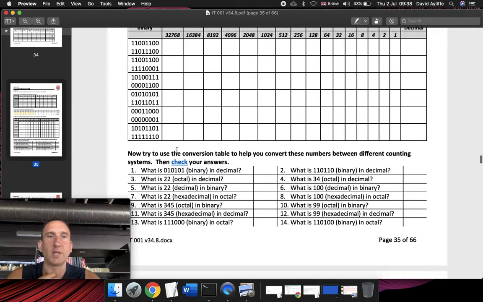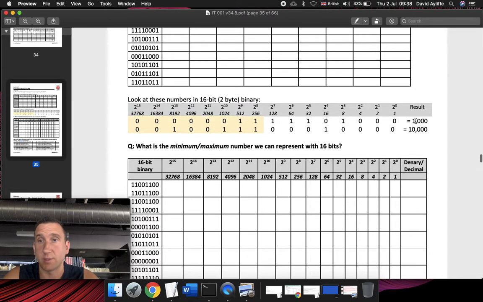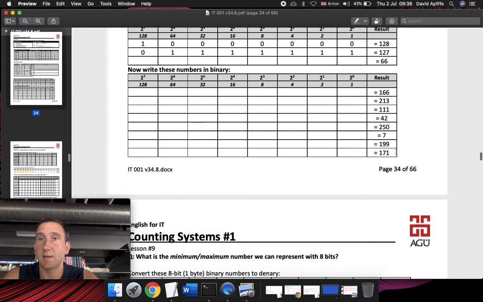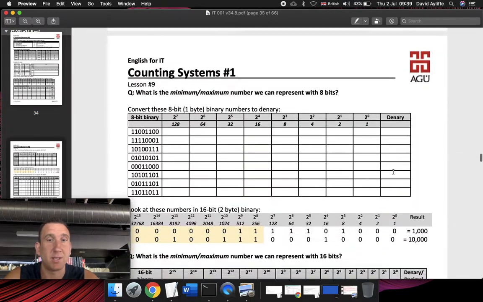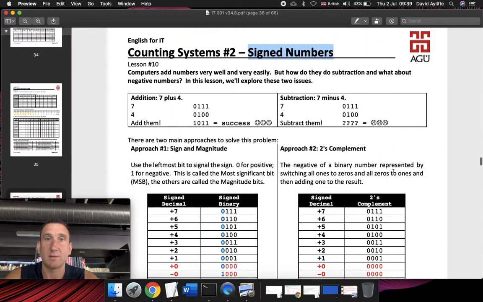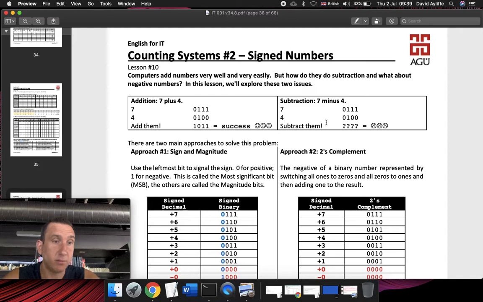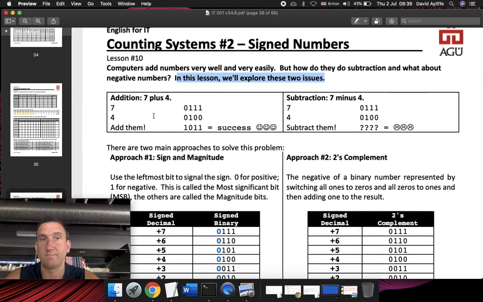In the previous lesson, they were all positive. Okay, so positive 1,000, positive 10,000, positive 213, positive 42. There was nothing negative in here. And of course, computers need to be able to handle negative numbers. So how do they do that? Well, let's have a look. Computers add numbers very well and very easily. But how do they do subtraction? That's also a problem. And what about negative numbers? So in this lesson we'll explore these two issues. So let's have a look.